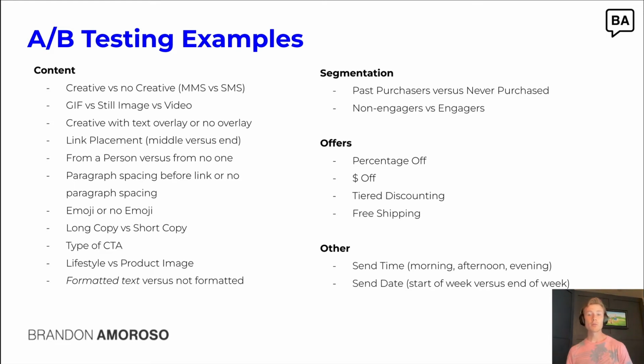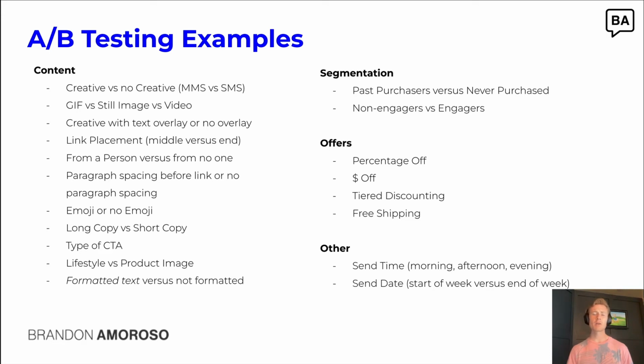Third, you could do creative with text overlay versus no overlay. That's a test that we run a lot. Fourth would be link placement, so including a link in the middle or at the end. Fifth, and this is one of my favorite ones, is sending from a person versus sending from no one. So I love to do from the founder texts, and those almost always outperform text from just the brand itself that aren't as personal. And if you can send a from the founder text with a selfie too, that's even better. That's driven really strong results for us.